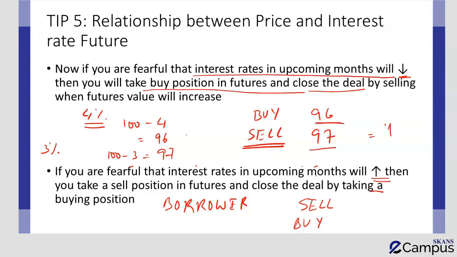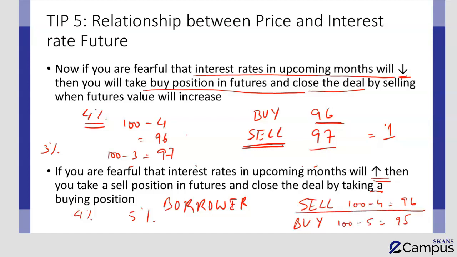That means you got a gain of 1 point, which I will show you how to convert into ticks. On the other hand, if I take the same position from the borrowing perspective, at the time of the agreement the market rate was 4%. So that means the future would be at 100 minus 4, that is 96. And at the time of closing the deal, the future was at 5%. So that means 100 minus 5, that is 95.